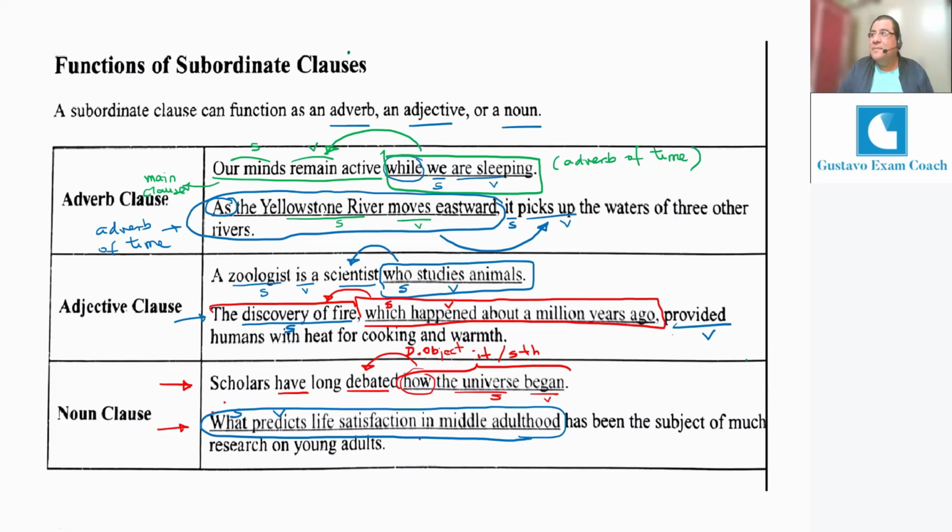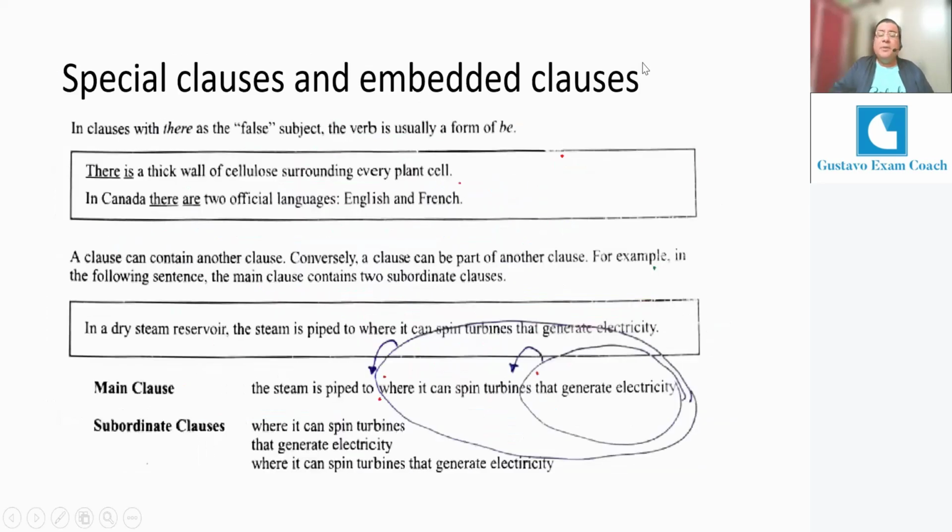What is next? Okay, there are some special clauses and embedded clauses that we need to be aware of. For example, there are some sentences that start with the word there as a false subject. And in these sentences, the verb is usually a form of be, right? Let's see a couple of examples. There is a thick wall of cellulose surrounding every plant cell. Okay, think about it. Is there really the subject? No. When you say there, this is no subject, although it is followed by the conjugated verb.